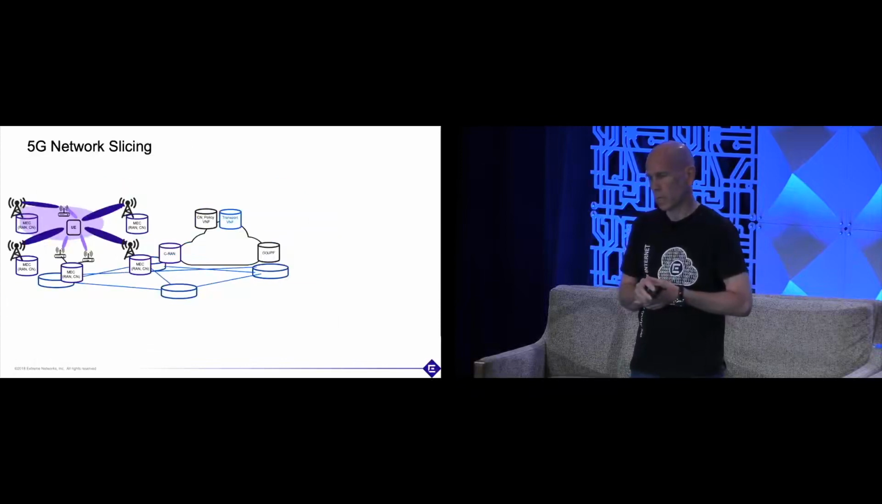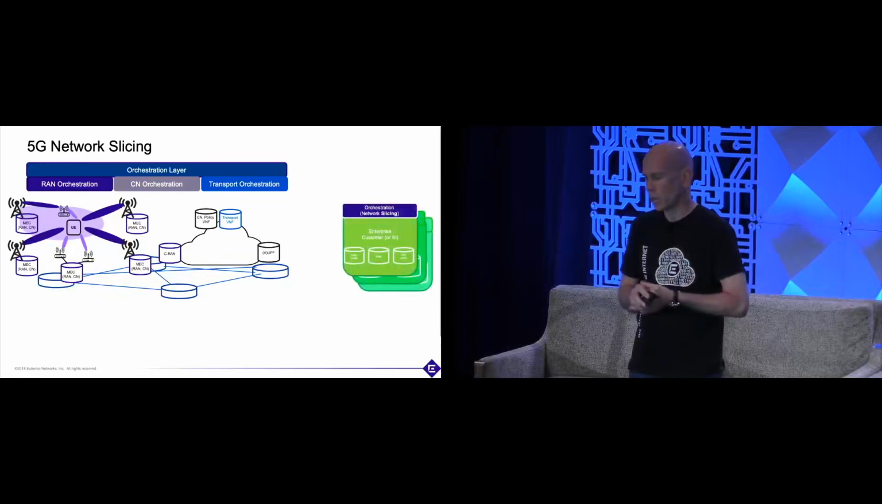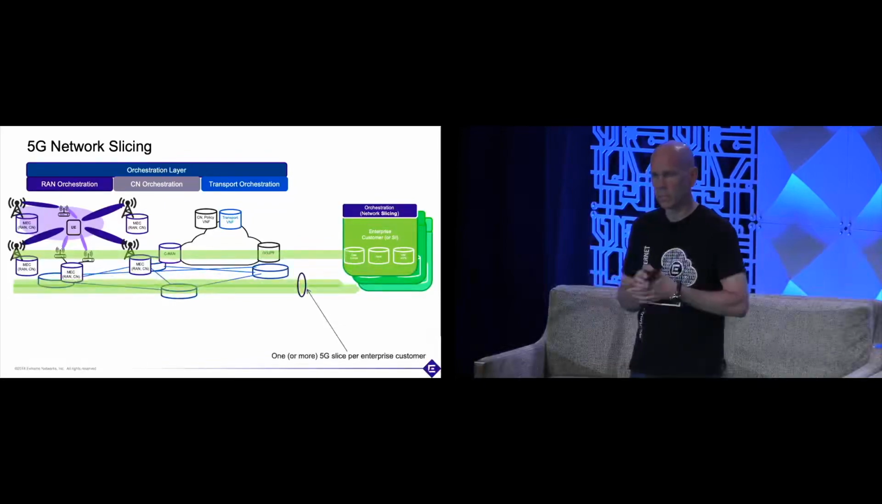So the network slicing part. This is, obviously, from the network part. What you have is your orchestration layer, where you have your RAN orchestration, your core network orchestration, and your transport orchestration. Then you go into the different slices you have in the network. So you might have a specific slice for a specific enterprise. You might have multiple of those slices, and so on and so forth. And then you go into all of your virtualized services within the network itself.